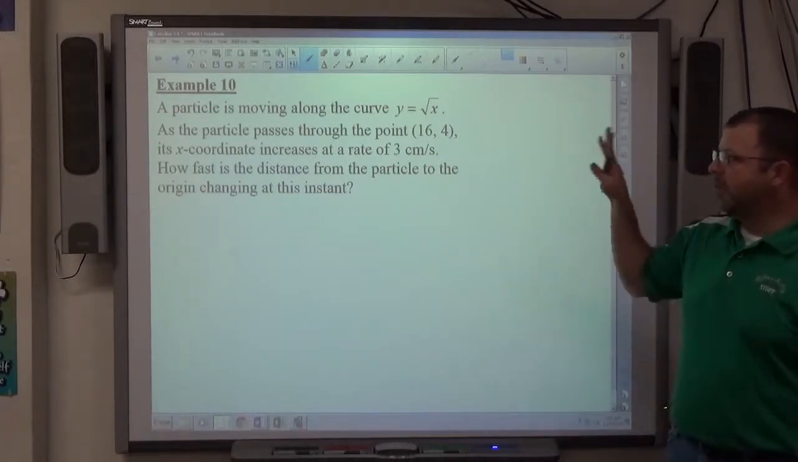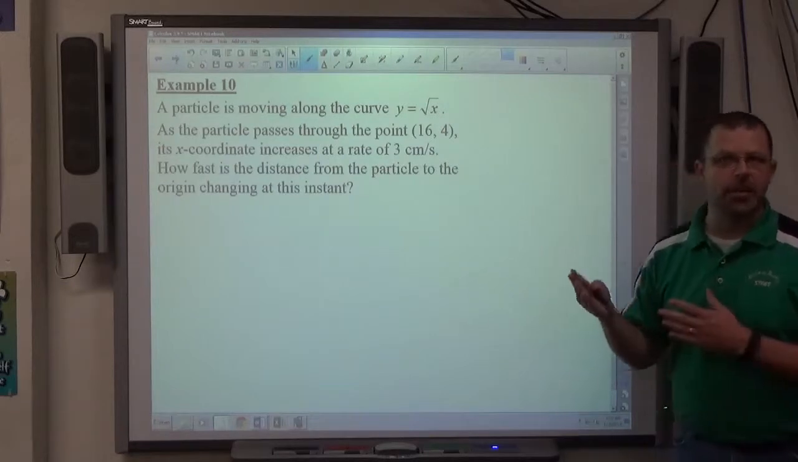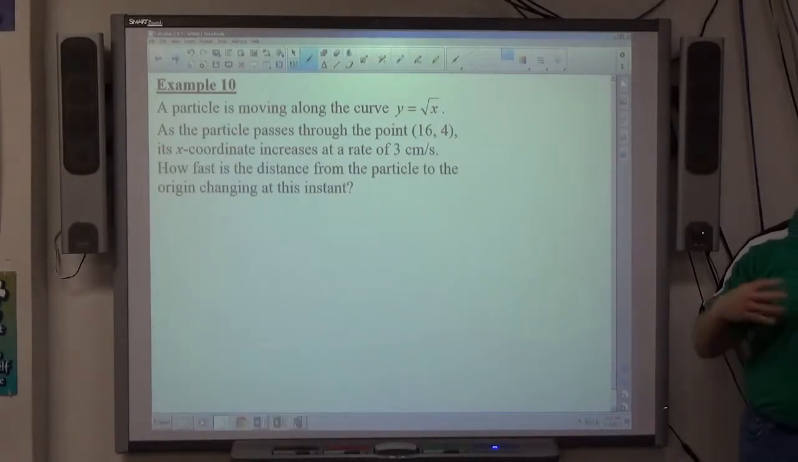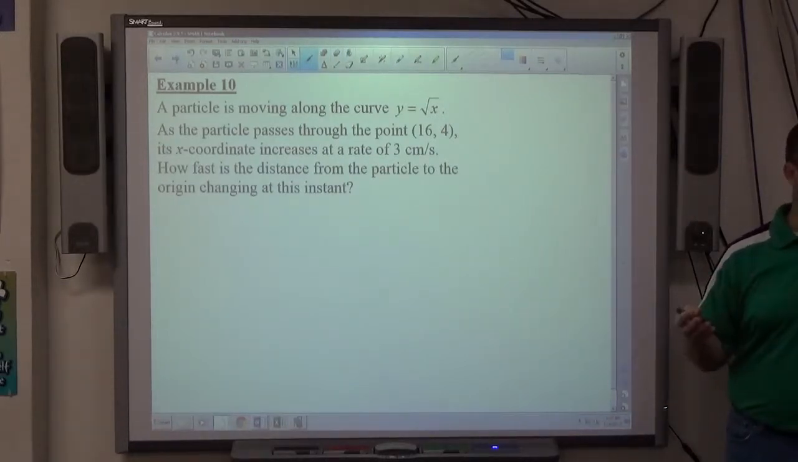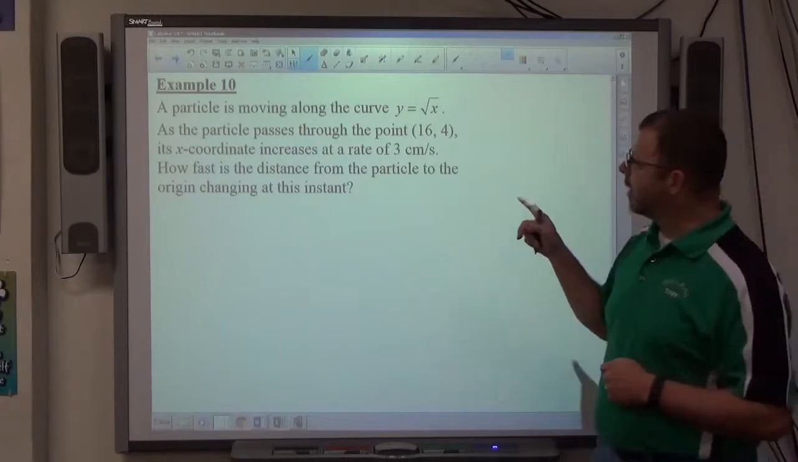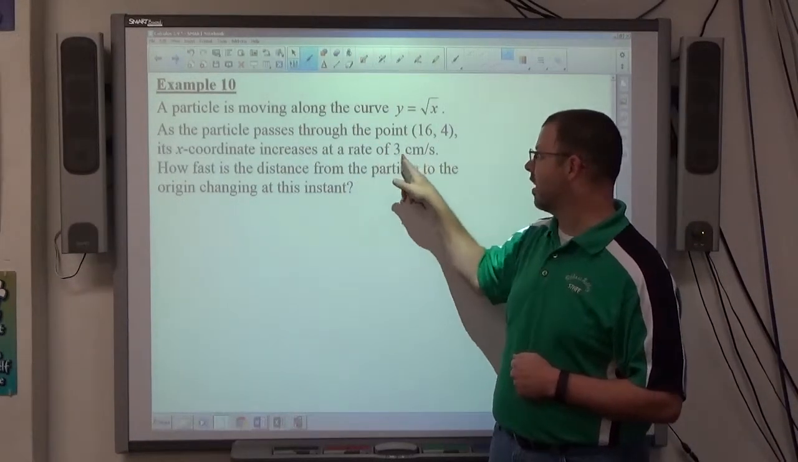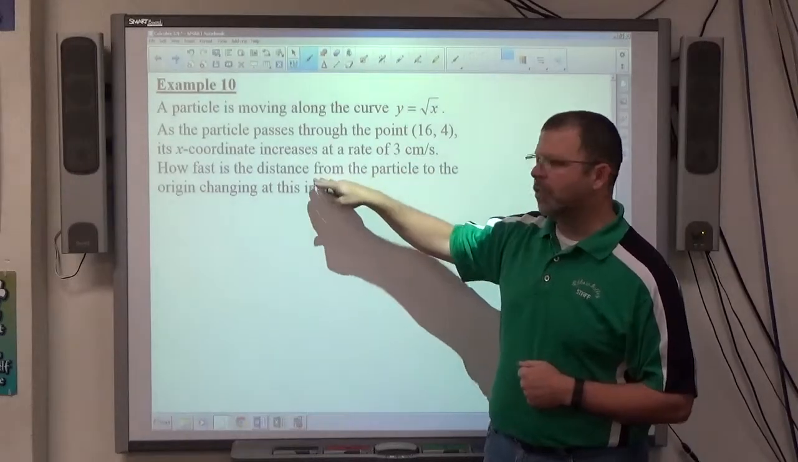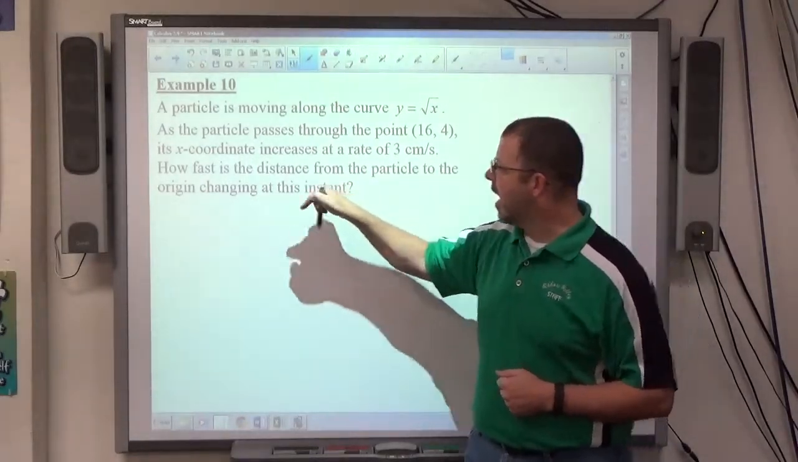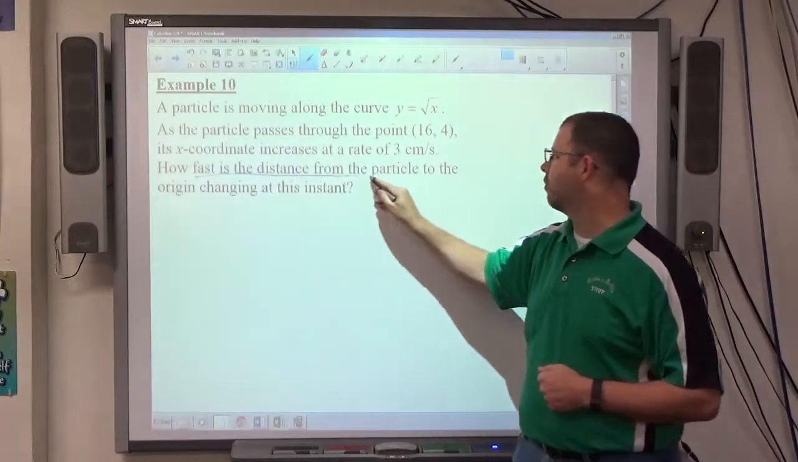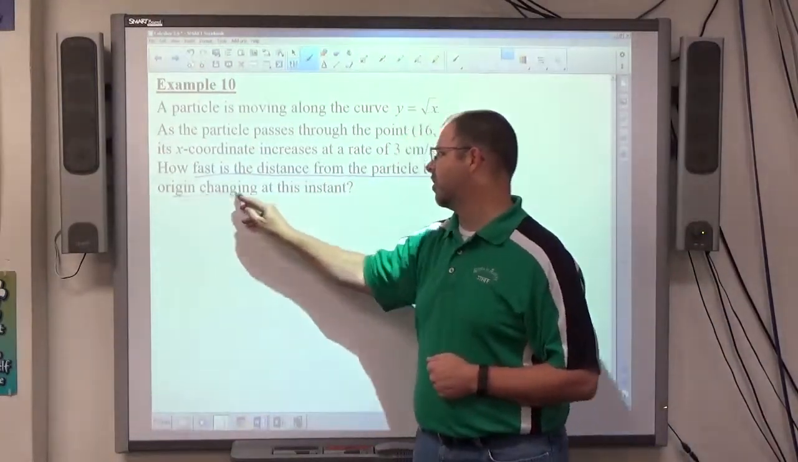Now, if you look at the first two sentences of this, it's very much like, I believe it was example 2 or 3 that we did the very first day of this section. They gave us dx over dt, they asked us to find dy over dt, and all was well. And that's what's happening here. They've given us the equation, they've given us a point the particle is passing through, and dx over dt, but it's not asking how quickly the y-coordinate is changing, it's asking how fast the distance from the particle to the origin is changing at this instant.